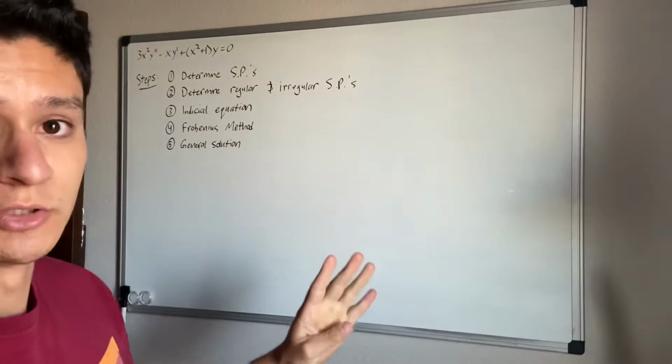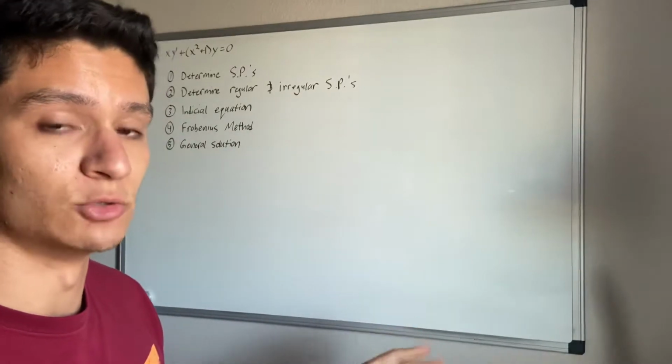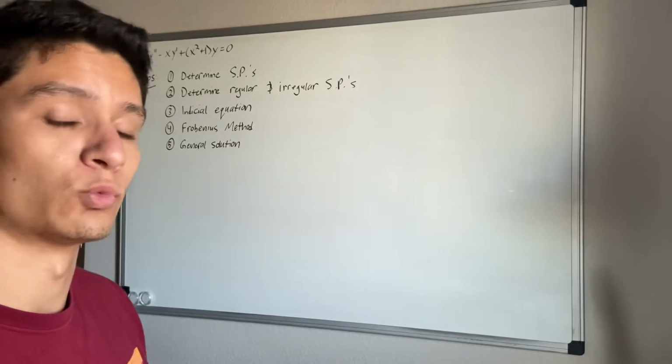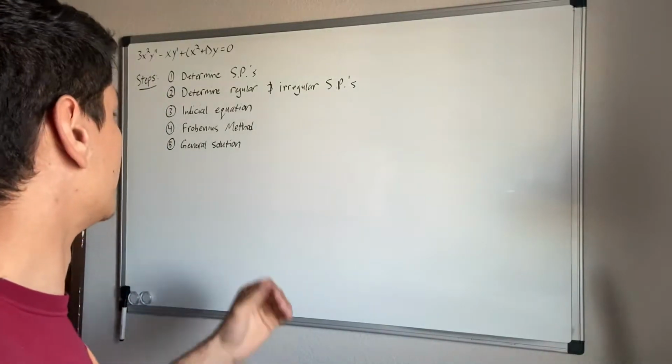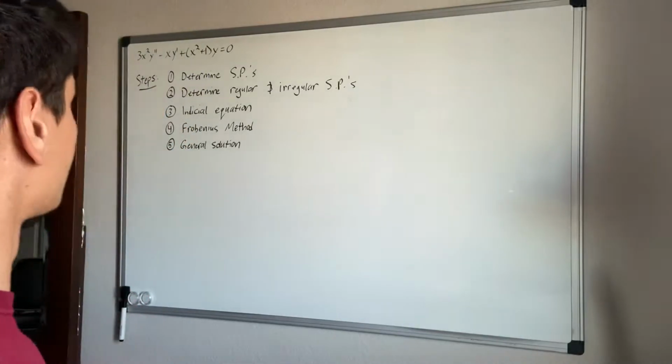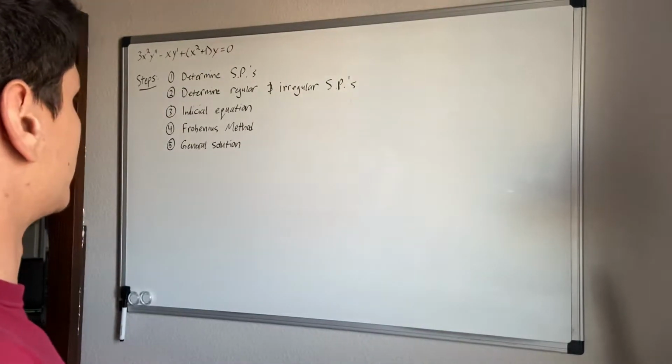The fourth step, you want to use the Frobenius method, using the power series expansion to solve the differential equation for y1 and y2. And the fifth step is to find the general solution. So let's get started. The first step is to determine the singular points.